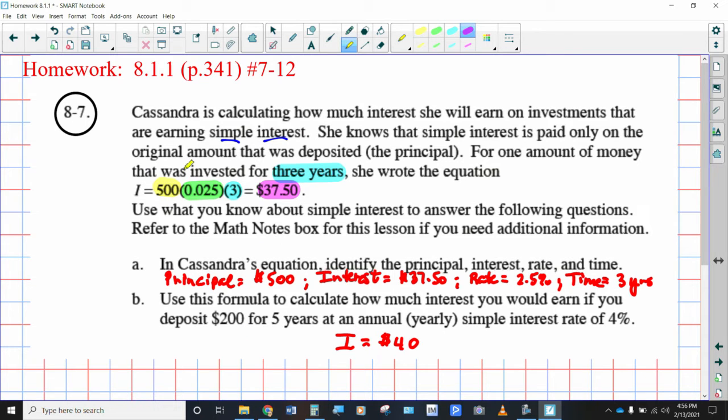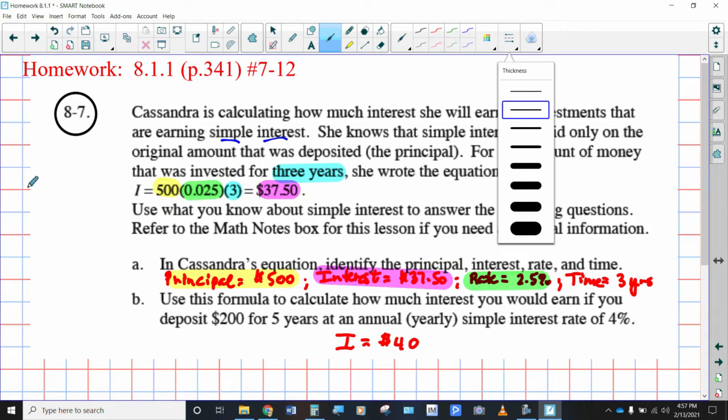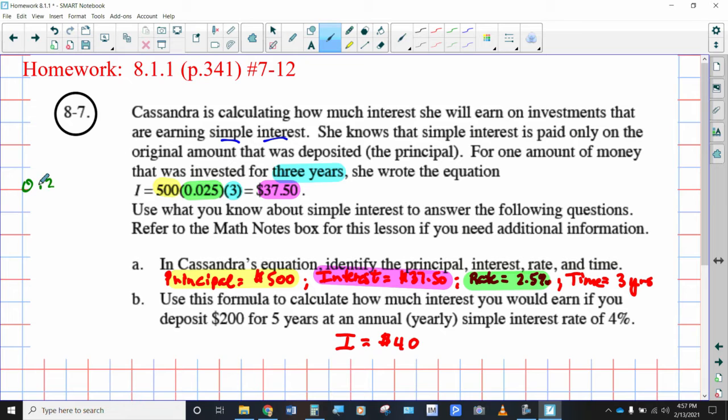So based on this, I can tell you what the interest rate was, what the amount of time was, and what the principal is. Principal was $500 because I equals PRT. The interest earned was $37.50. Can you see that okay, hopefully? The interest rate is 2.5% because remember, let me go ahead and do this in green. 0.025 is the same as 2.5%.